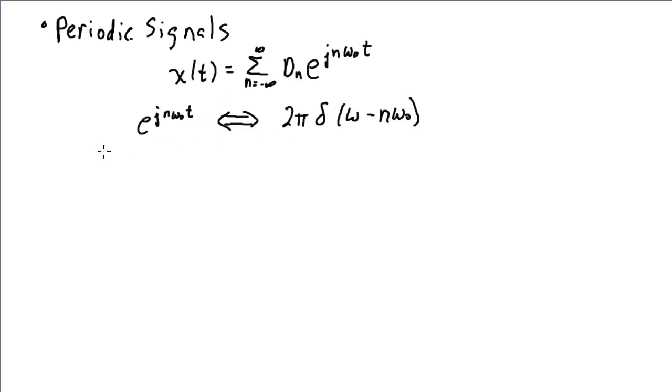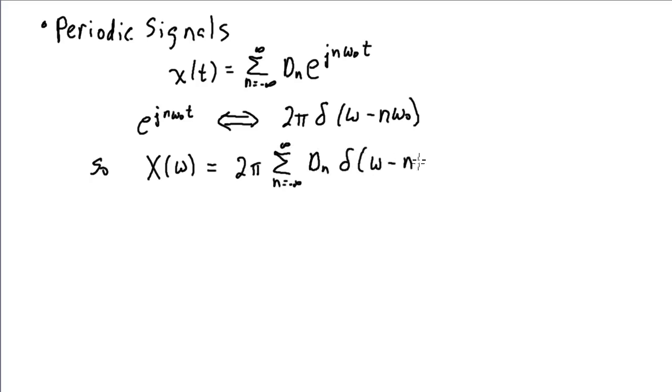So putting the two pieces together, the Fourier transform of x(t) is just the Fourier transform of each of the terms in the sum. I'll pull the 2 pi out of the sum. The d_n are of course just coefficients, and then each of the impulses transforms as an impulse like this.